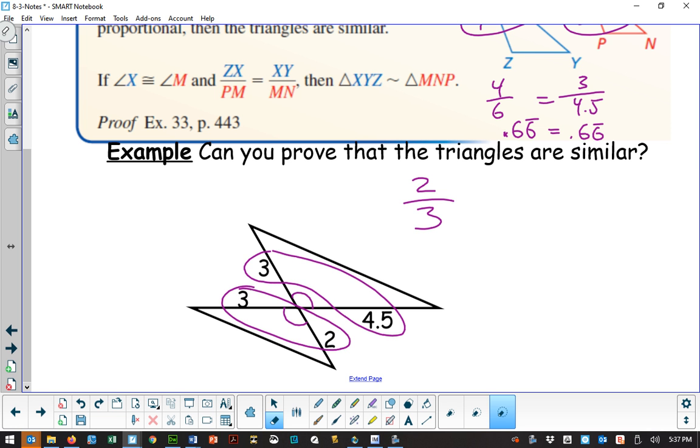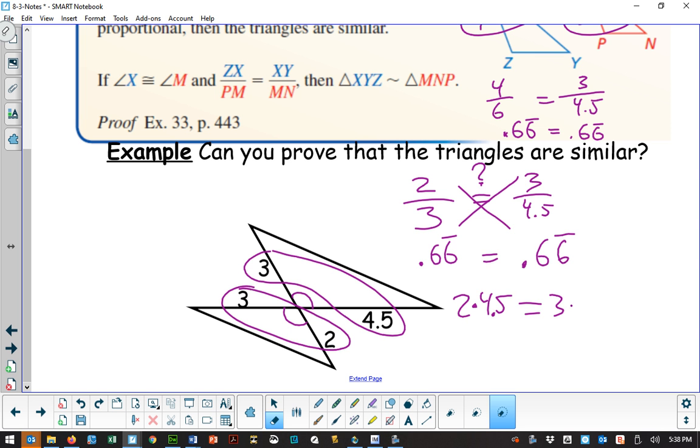But then if I compare these two, that's 3 is to 4.5. The question is, is that equal? Well, we can find out by dividing it on a calculator. If you divide this out, you'll get 0.6 repeating. If you divide this out, you'll get 0.6 repeating. That means they're the same ratio. You could also cross multiply. 2 times 4.5. Is that equal to 3 times 3? I think it is. They're both 9. So yes, the sides are proportional. So these are similar by side angle side similarity. And that's how it works.